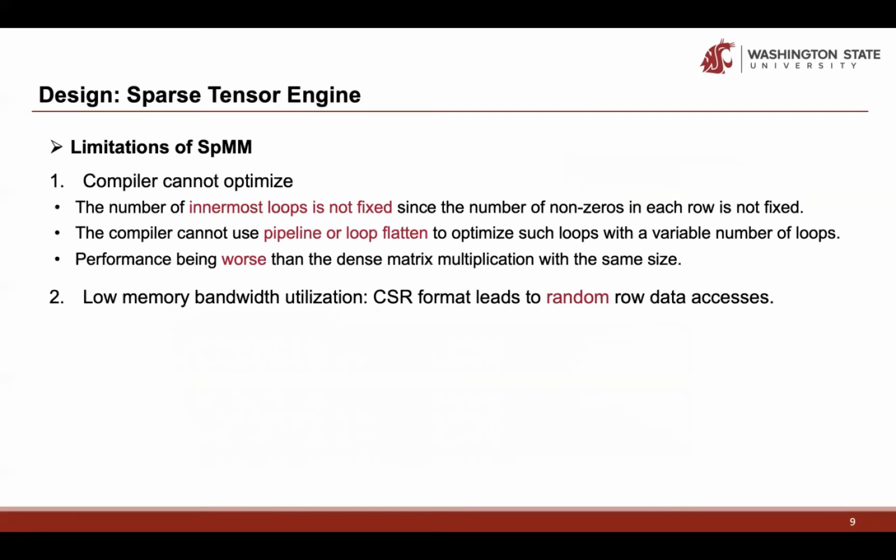Then we will talk about the limitations of SpMM. Firstly, the compiler cannot optimize SpMM, since the number of innermost loop iterations is not fixed, because the number of non-zeros in each row is not fixed. Second, the compiler cannot use pipelining or loop flattening to optimize such loops with a variable number of iterations, and the performance is worse than dense matrix multiplication of the same size. Besides, it has low memory bandwidth utilization, since the CSR format leads to random row data access.